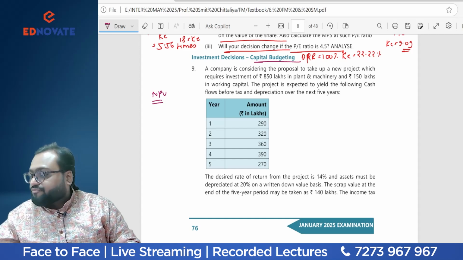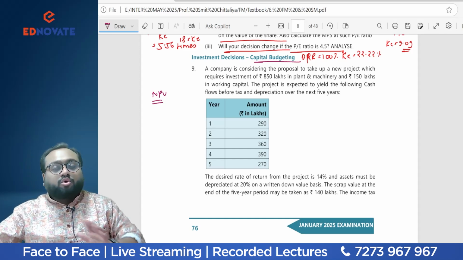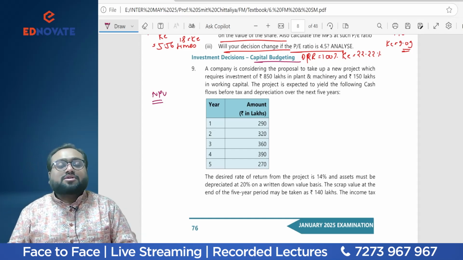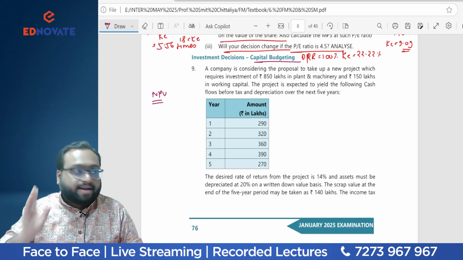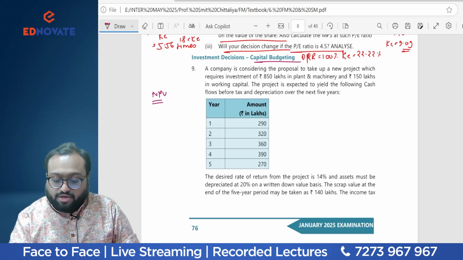Keep it very straightforward while solving this question. Don't think much about this capital budgeting because it's very simple. The path is very clear. Go accordingly, you will get the right answer. Now let me read the question, and while reading the question, see what things we take up.